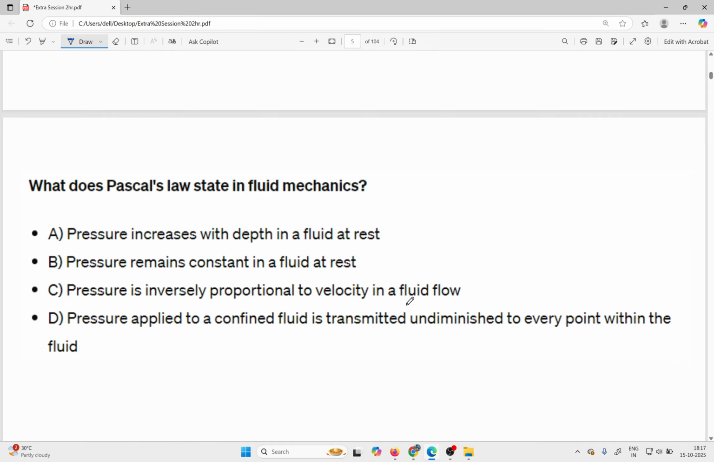What does the Pascal law state in fluid mechanics? This question is about the Pascal law. Option A, the pressure increases with depth in a fluid at rest. Option B, the pressure remains constant in a fluid at rest. Option C, the pressure is inversely proportional to velocity in the fluid flow. Option D, the pressure applied to a confined fluid is transmitted undiminished to every point within the fluid. So just think on that. This is very, very important. And I'll just discuss one very important question, please. Just think on that.